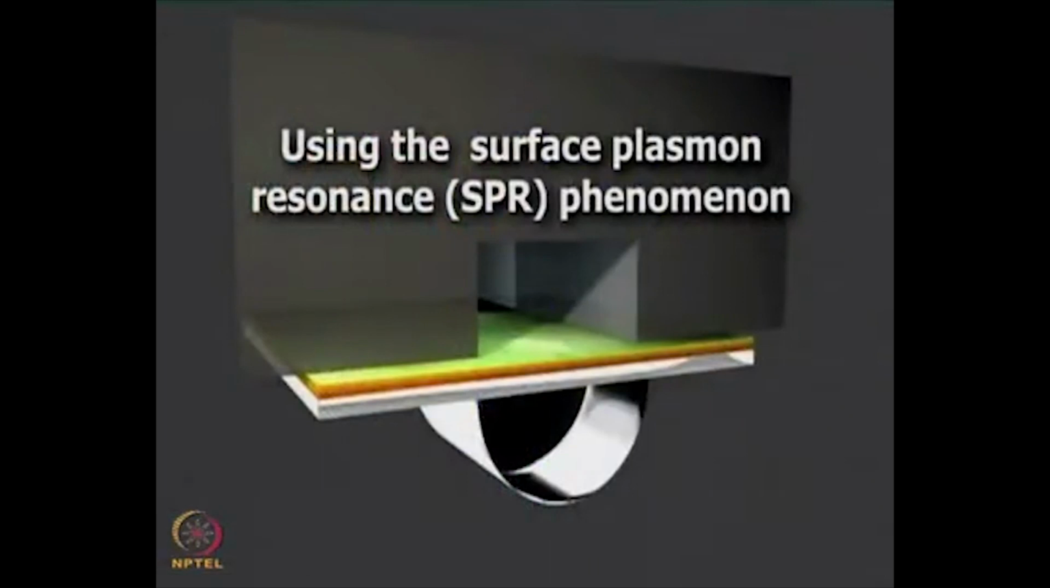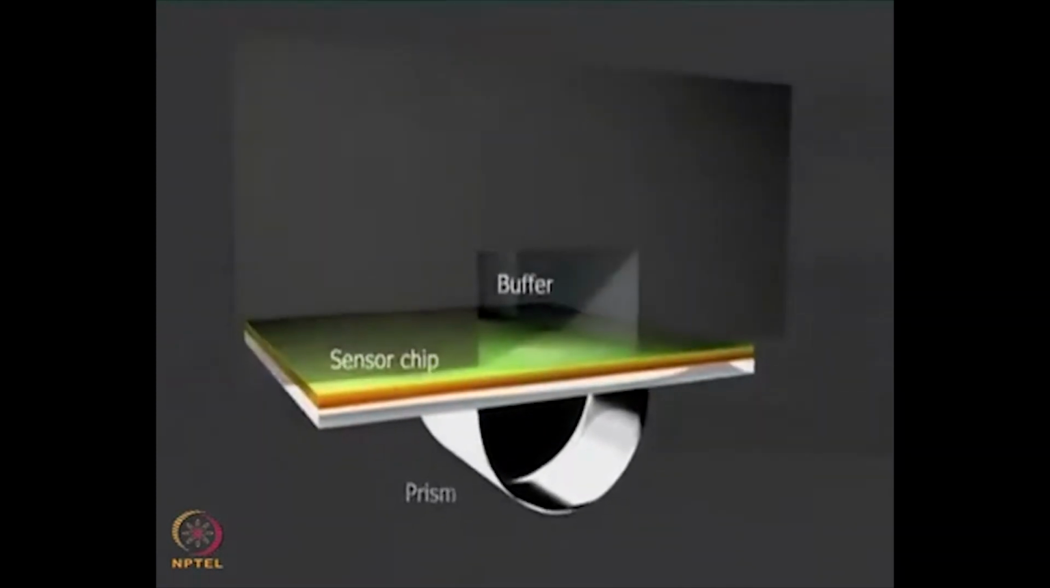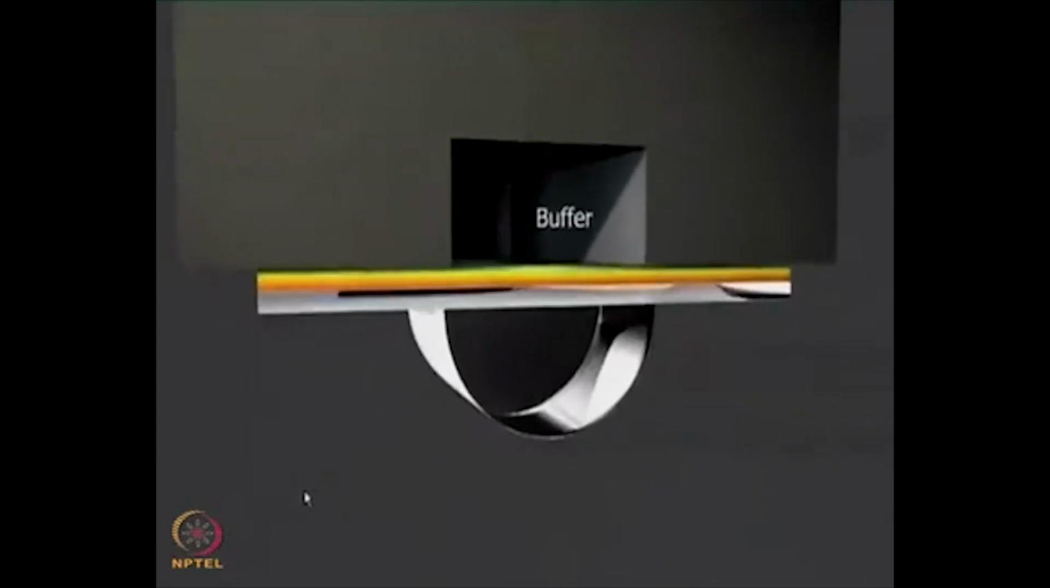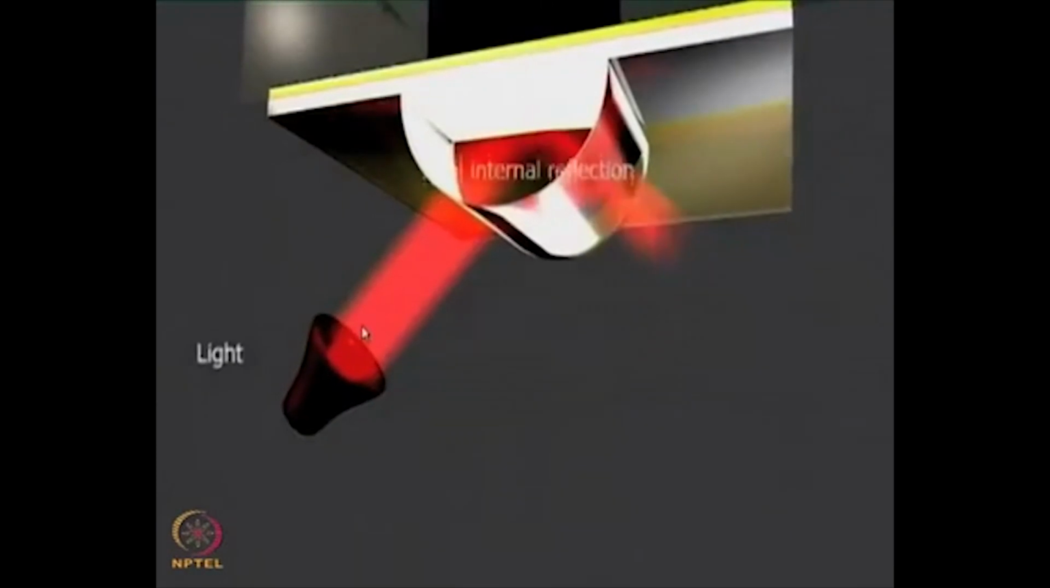What I show here is the basic SPR phenomenon. This is the SPR chip which you see here. On top of the SPR chip is a gold layer, and on top of it is a flow cell. At the bottom you see a hemispherical prism. The SPR phenomenon is pretty simple: when you shine a laser light through the prism, as you will see shortly, the light reflects at a total angle, the angle of total internal reflection.